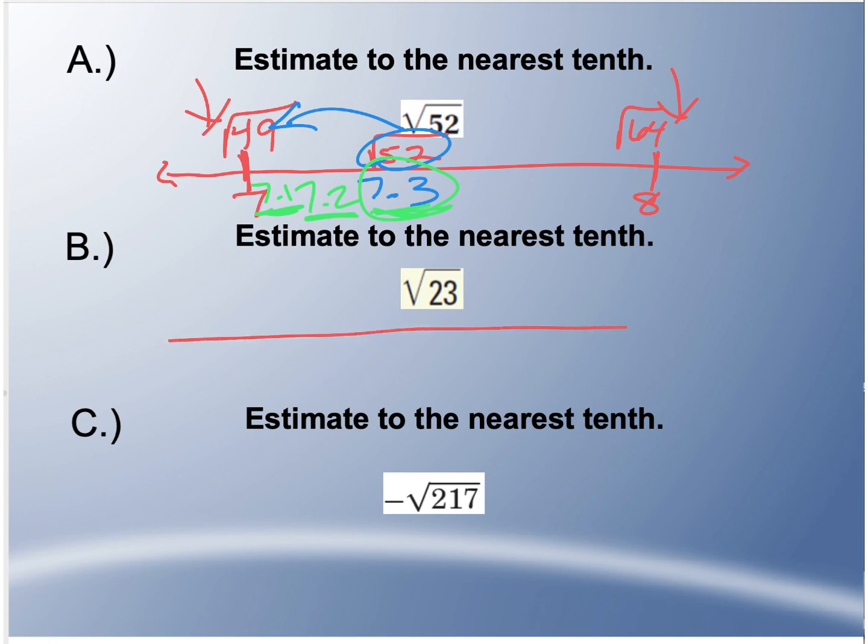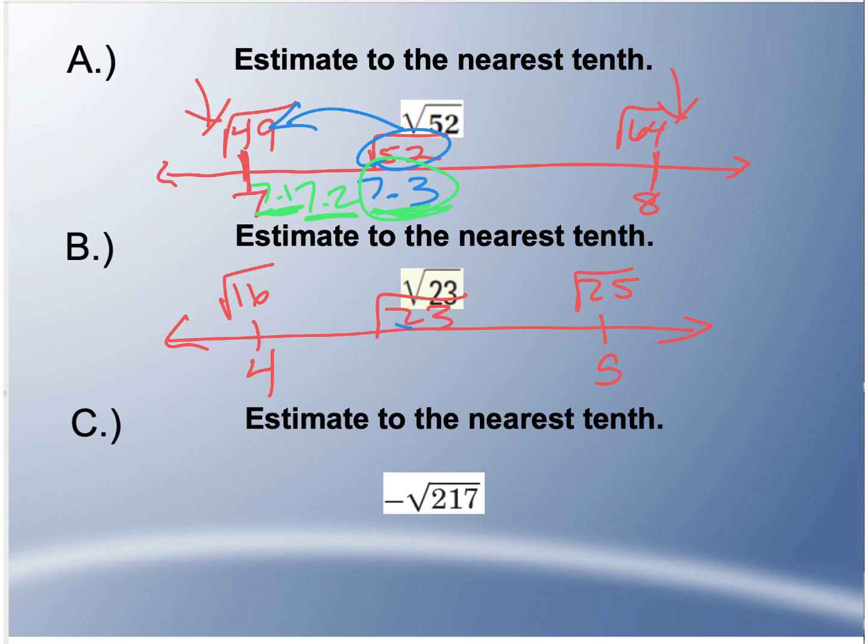So let's try the square root of 23. I'm going to put 23 on my number line. The perfect square below would be 16. The perfect square above would be 25. So the square root of 16 is 4. The square root of 25 is 5. So I know the square root of 23 is somewhere between 4 and 5.